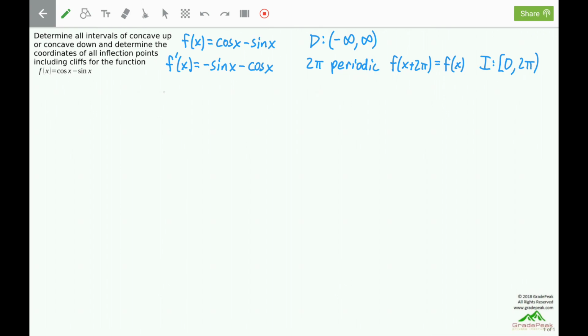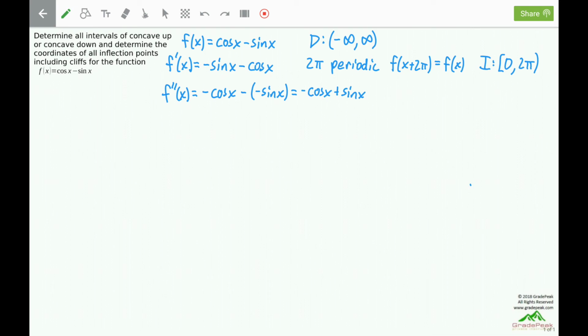We can now find the second derivative. F double prime of x equals negative, the derivative of sine of x is cosine of x, minus the derivative of cosine of x, which is negative sine x. We have a double negative there. So we have negative cosine of x minus a negative will become positive sine x.